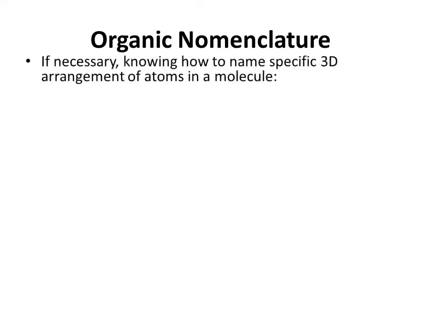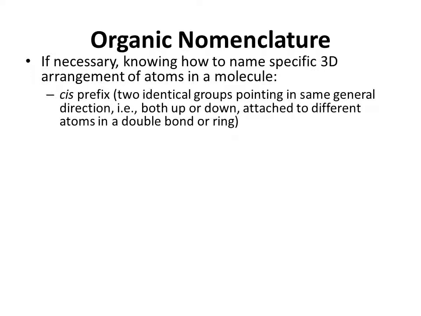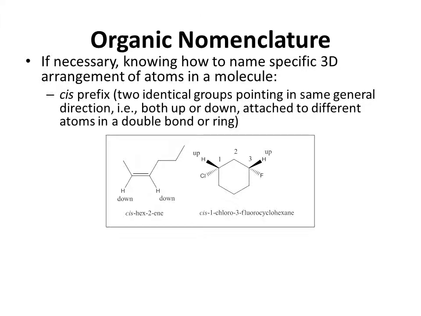If necessary, you may need to know how to name specific 3D arrangements of atoms in a molecule. One arrangement involves the cis orientation of groups, and we use the cis prefix for two identical groups pointing in the same general direction, that is, both up or down, attached to different atoms in a double bond or ring. So as you see in the examples, with a double bond, you can have two hydrogens, one coming off of each carbon in the double bond, pointing down, and that makes this cis, and the full name would be cis-hexene.